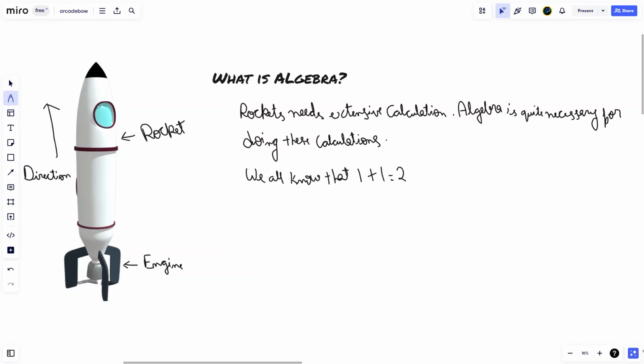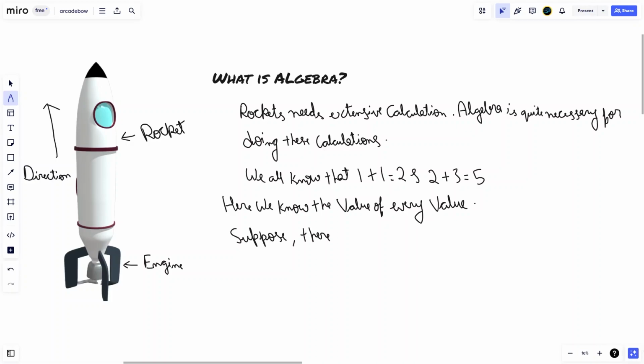Before we go into space, we need to find certain values. But what is algebra anyway? Let's try to understand it. We know that 1 plus 1 equals 2 and 2 plus 3 equals 5. We can simply add them and find the answer, correct?